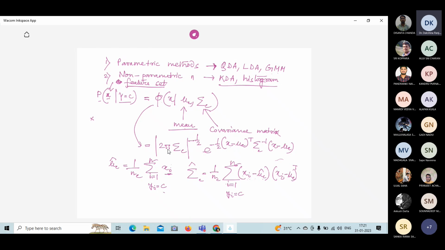So if we get this mean and covariance, then we can easily estimate this Gaussian density as quadratic discriminant analysis. So why is it called quadratic discriminant analysis? Because when we get the partition of feature space into different regions, they are predicted as piecewise quadratic surfaces. So that is why the name of this likelihood method is quadratic discriminant analysis.